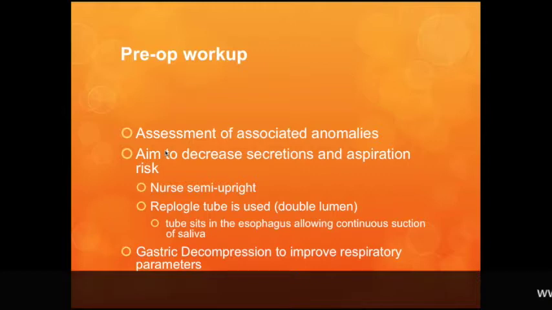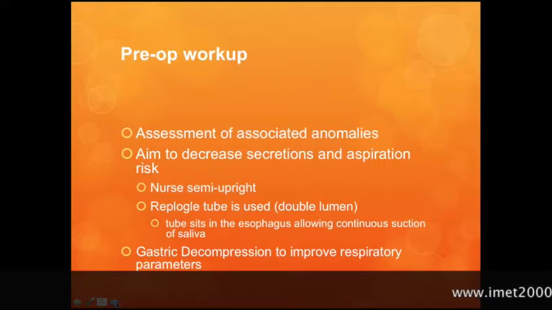So the aim, before we operate on these children, is to decrease the secretions and the aspiration risk. So we nurse them in the semi-upright position. We use the Replogle tube, which is a double lumen, so one lumen suctions and the other one sucks in air to prevent it sucking in the esophagus around it. And we can decompress the stomach to improve respiratory parameters. So this was the other thing I was saying we can do to mitigate issues.